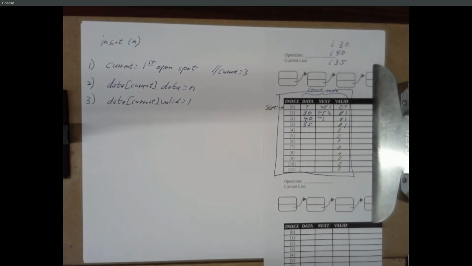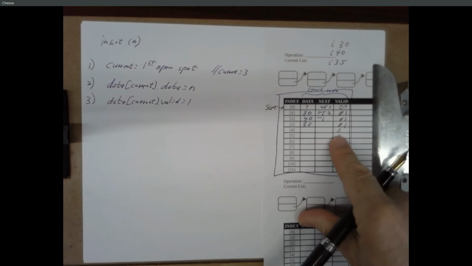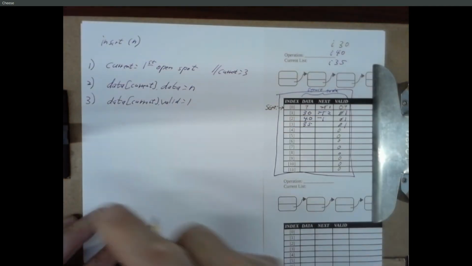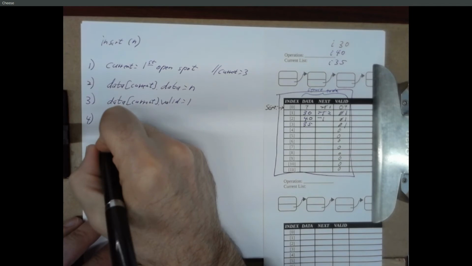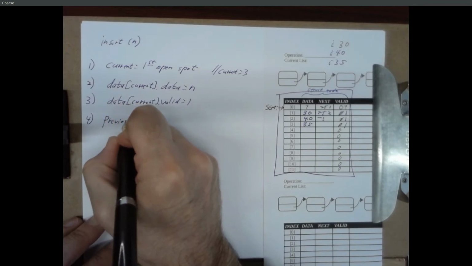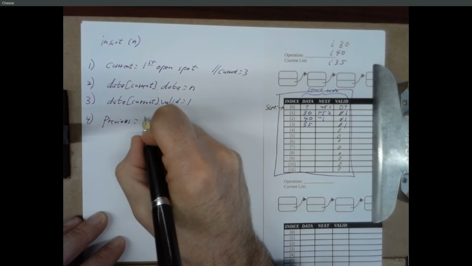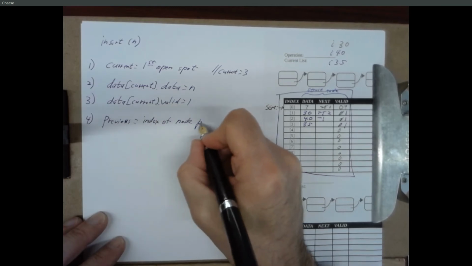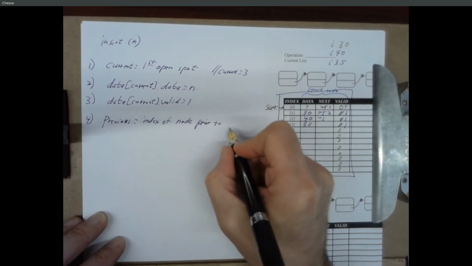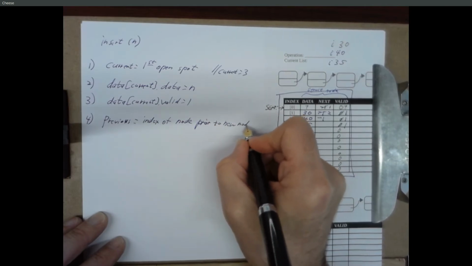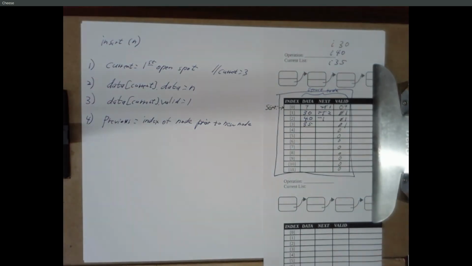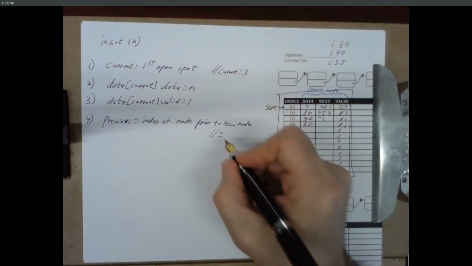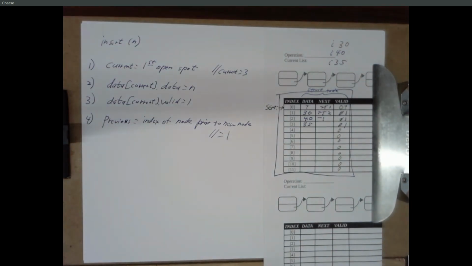All right, we need to find the node that comes right before the one that we're inserting. And we know from looking at it that's going to be node 30. So I'm going to give that a name. I'm just going to call that previous equals index of node prior to the new node. So in this case, previous is equal to 1, right? That's the index of the node 30.